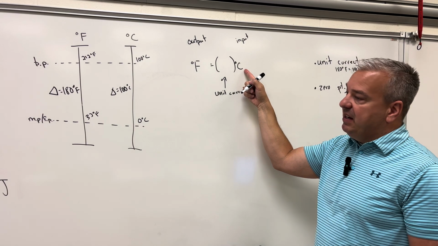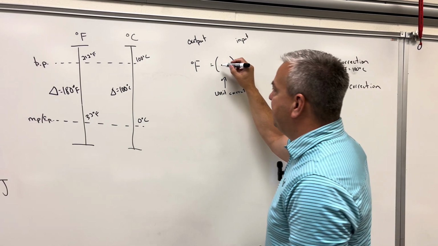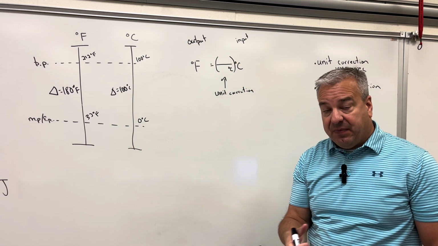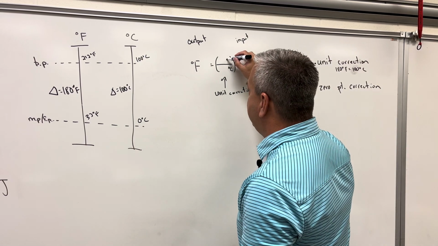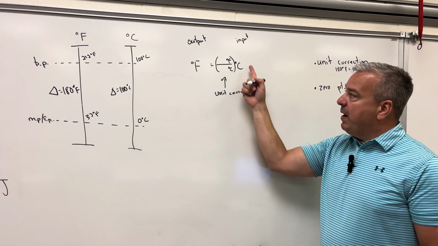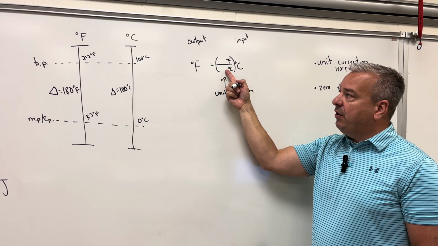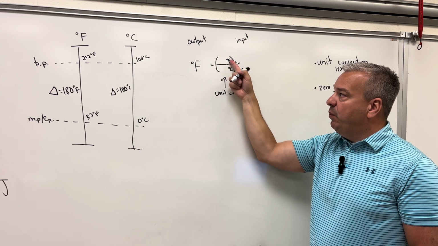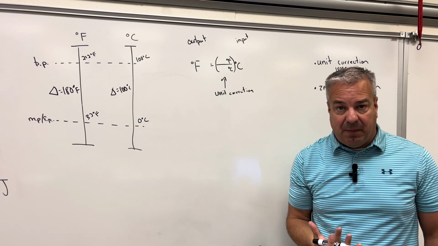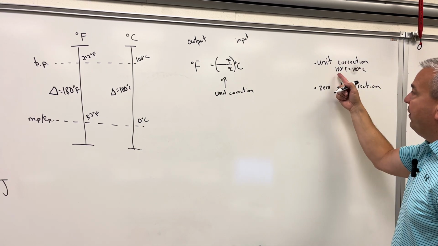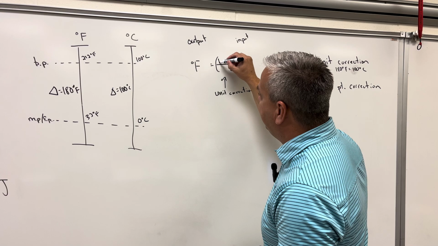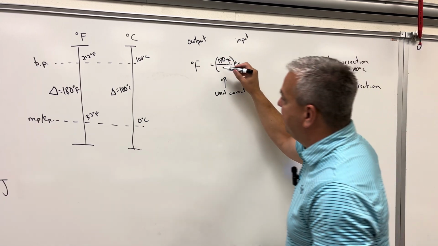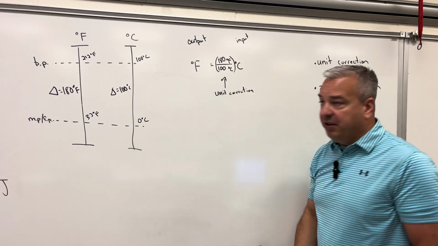Since degrees Celsius is in the numerator here, I want degrees Celsius to be in the denominator so that it'll cancel out. I also want degrees Fahrenheit to be in the numerator so that when I multiply my input by this unit correction, the degrees Celsius will cancel out, and then my output will be degrees Fahrenheit, because that's what I want my output to be. And I said for every 180 degrees Fahrenheit, there are 100 degrees Celsius.